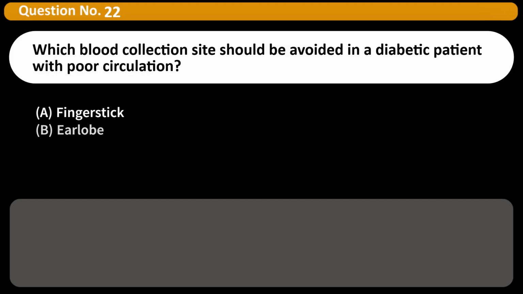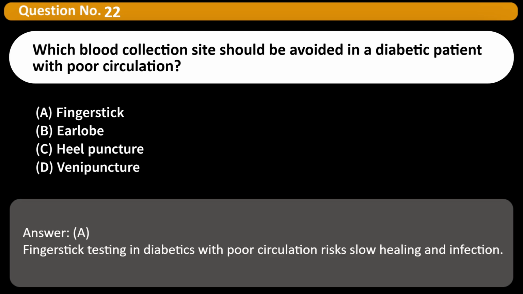Which blood collection site should be avoided in a diabetic patient with poor circulation? A. Finger stick. B. Earlobe. C. Heel puncture. D. Venipuncture. Answer A. Finger stick testing in diabetics with poor circulation risks slow healing and infection.